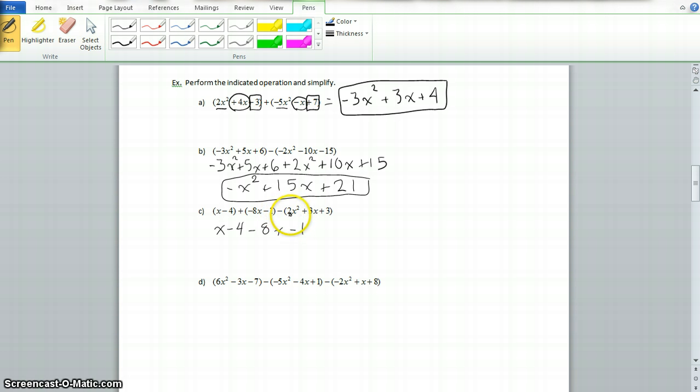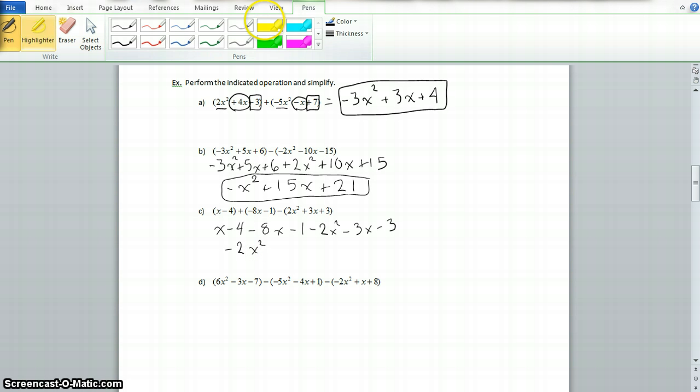Now with this subtraction, you want to distribute that negative through that last polynomial. So it's going to be minus 2x squared minus 3x minus 3. Alright, now that we have all that done, we want to go ahead and combine the like terms, and let's put it in descending order. So let's start with the x squared term. There's only one, and that's negative 2x squared.